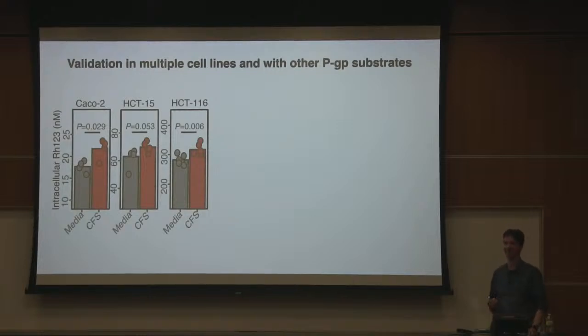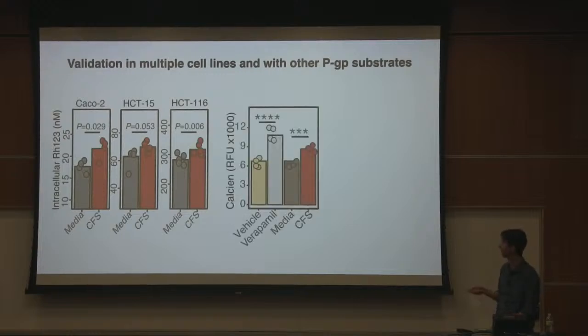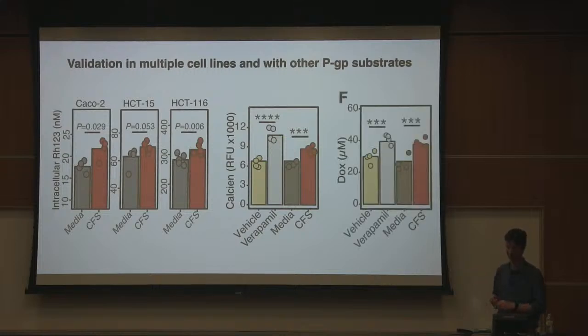Than went on to show that this is robust across multiple cell lines and also with other substrates for PGP. It's not unique just to rhodamine. And so here, these are just 3 more cell lines. So KCO2s, HCT15, and HCT116, all intestinal cells that show inhibition in response to Elenta products. We looked at calcein AM, another fluorescent dye, and that again is inhibited. And then he looked at doxorubicin, an anti-cancer drug that also shows efflux inhibition.